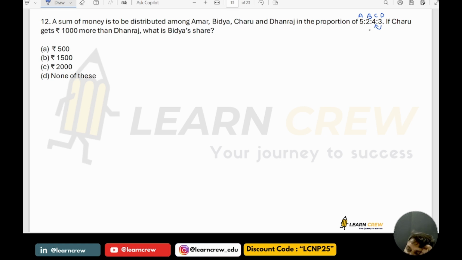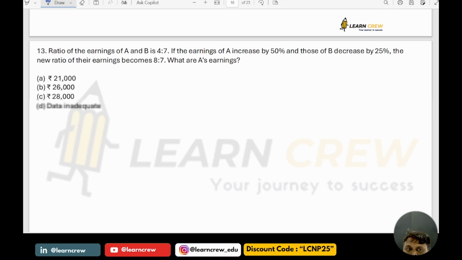C is 4 parts, D is 3 parts. 4 parts is more than 3 parts by 1 part, and that 1 part is given as 1000. Then B is how many parts? B is 2 parts. So if 1 part is 1000, then 2 parts should be 2000. So the answer is 2000. Option C is correct.